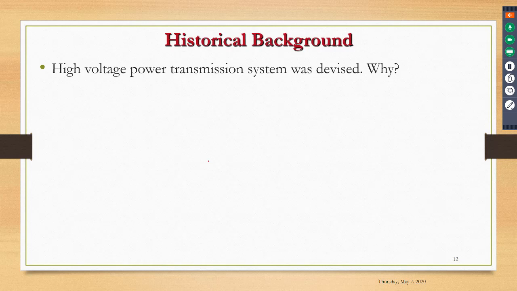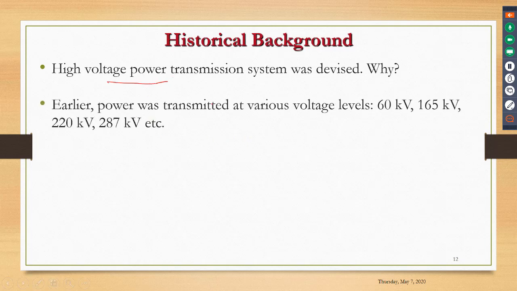Then the high voltage power transmission system was revised. Why was the high voltage power transmission revised? Earlier power was transmitted at various voltage levels, at 60 kV, 165 kV. So why was the high voltage transmission system developed? Because of this, the voltage drop was less and the transmission loss was less. So that was the only cause. Therefore, high voltage power transmission was designed.